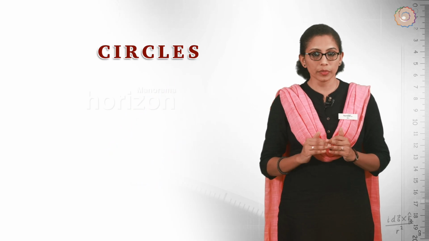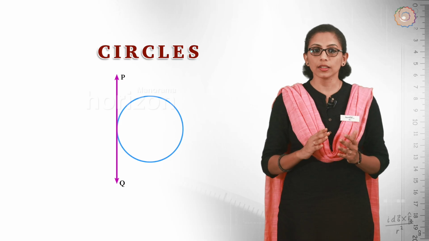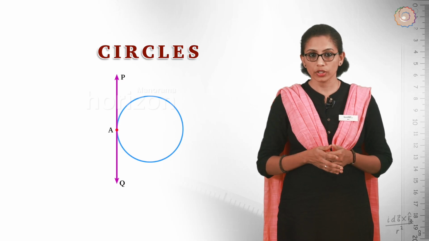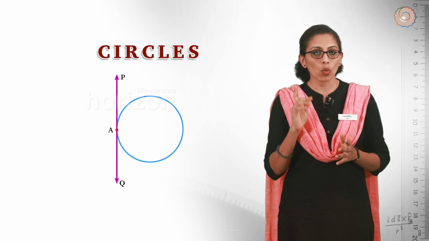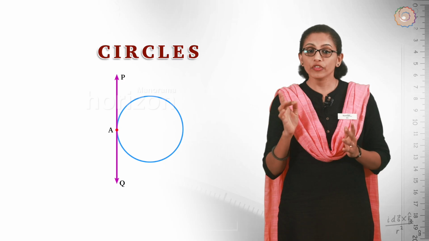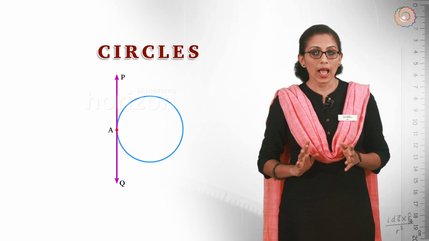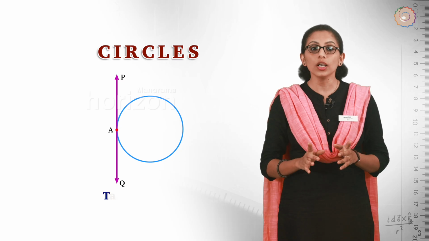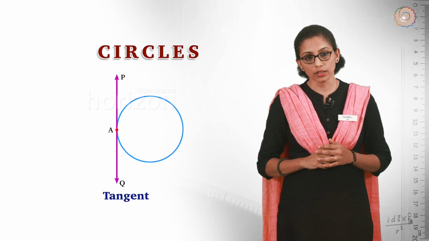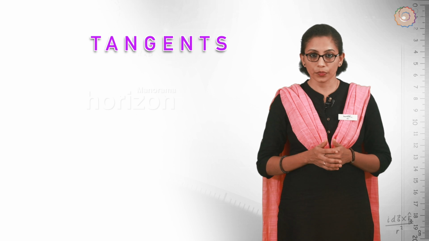Now, the third possibility, when the line and the circle have one common point. In this case, there is only one point, that is A, which is common to both the line PQ and the circle, and the line PQ is called a tangent to the circle. Now, let's discuss tangents in detail.